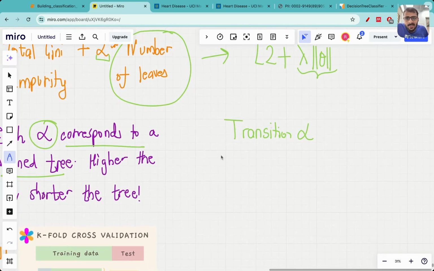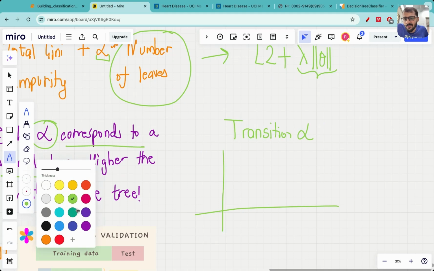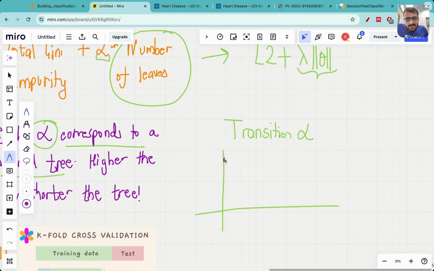Let's say the tree size currently is, so let me plot this. Let me use a different color. Let's say the tree size currently is this, right? And then I'm constructing different trees which are pruned trees, and I'm plotting all of them here. You can see that the tree size is reducing here. This is the tree size, or you can even think of it as the number of leaves. The tree size is reducing here.